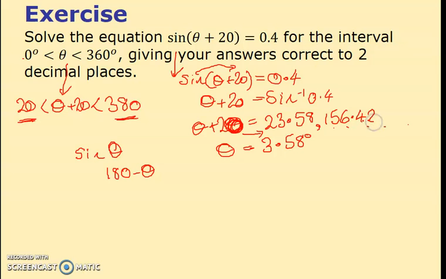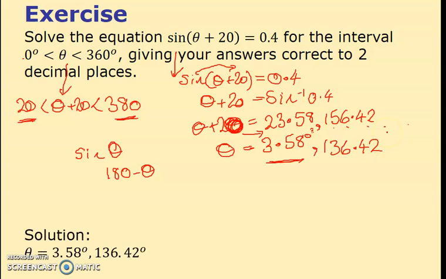156.42. Notice, by the way, that these numbers are meant to be between 20 and 380, and these both are. And once you get one solution, you can add 360 on. If I add 360 on, I'll get 383, which is marginally too much. So that's the end of my solutions. I've got these two. Don't forget to take 20 off both of them. I already have for this one. 136.42. Let's see what my answers were. That looks about right then.